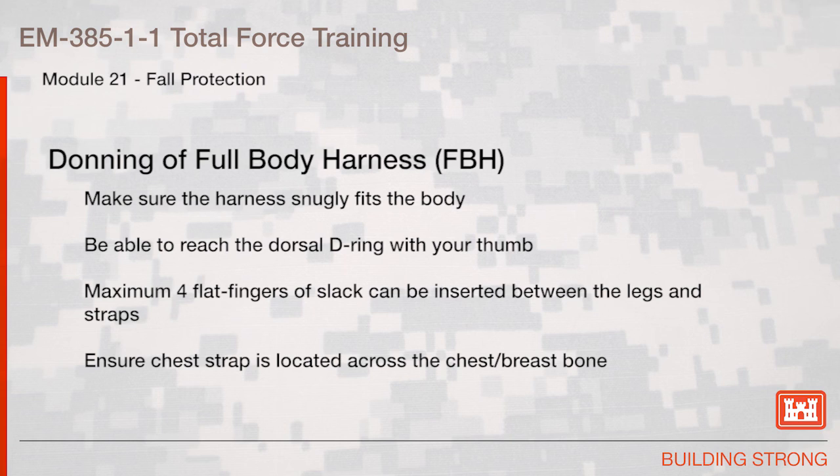In donning a full body harness, make sure that the harness fits snugly to the body. The wearer should be able to reach the dorsal D-ring with their thumb. A maximum of 4 flat fingers of slack can be inserted between the legs and the straps, and ensure the chest strap is located across the chest or breastbone.